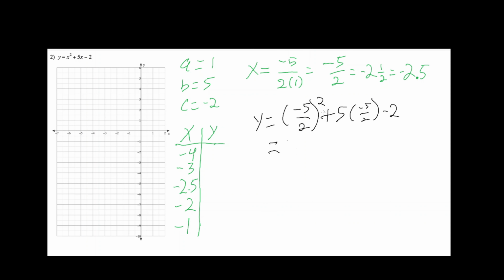Remember, it's -5 times -5, all over 2 times 2. So we get 25/4. Here, this is 5/1 times -5/2. So it's 5 times -5 all over 1 times 2. So that ends up becoming -25/2 and then -2 here. So we want a common denominator for all of these. We're going to go with a common denominator of 4.